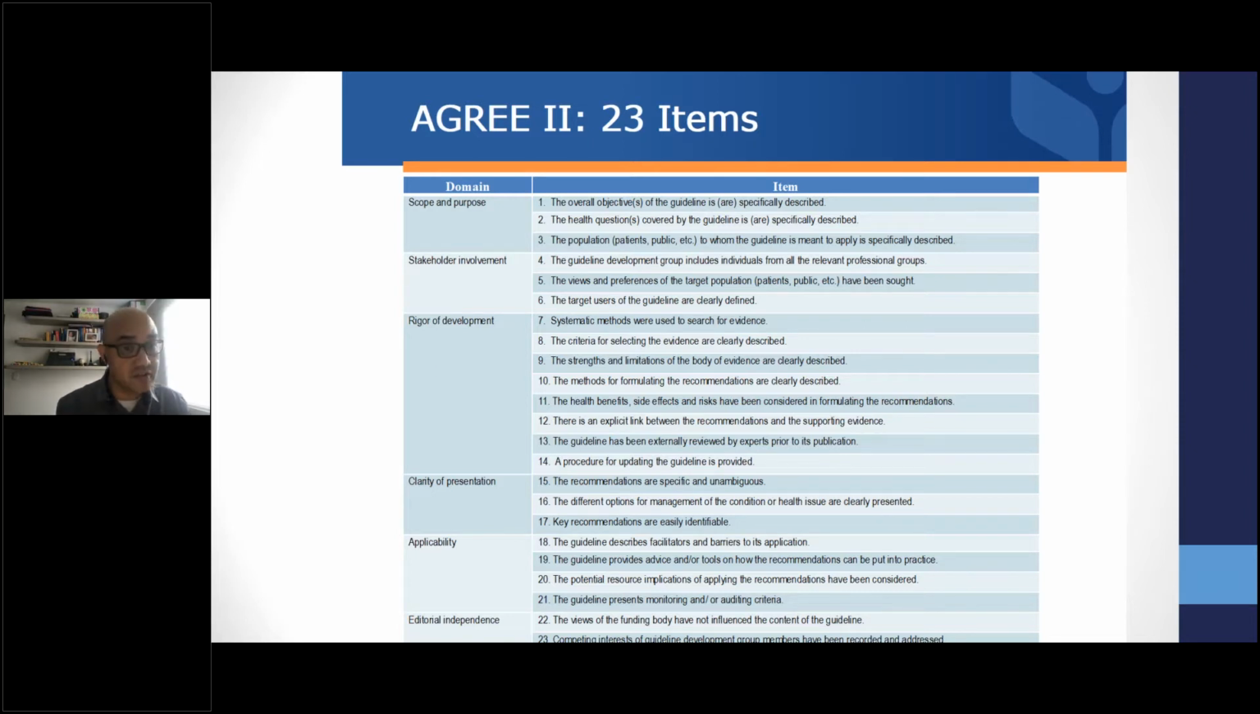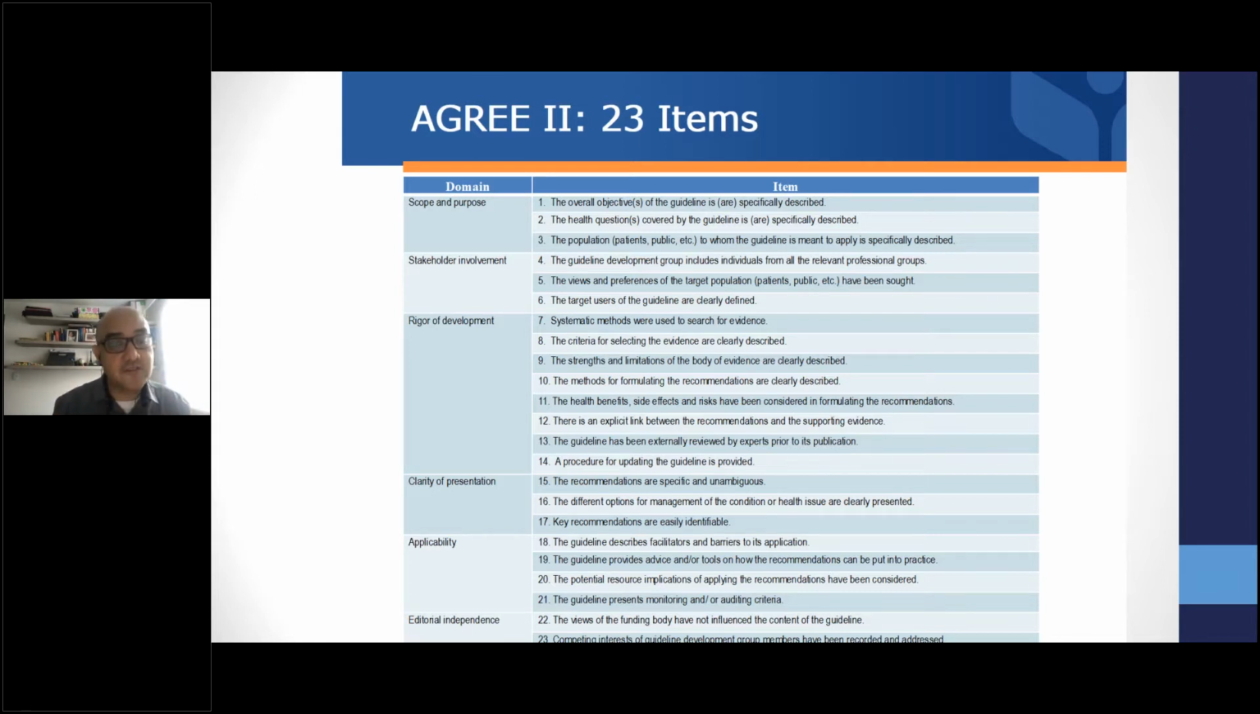Also, we need to ask about patients, the target population. Were the people with the disease invited to be part? Did we take into consideration the values and preferences of the patients? And the guidelines should be very clear about the target users.